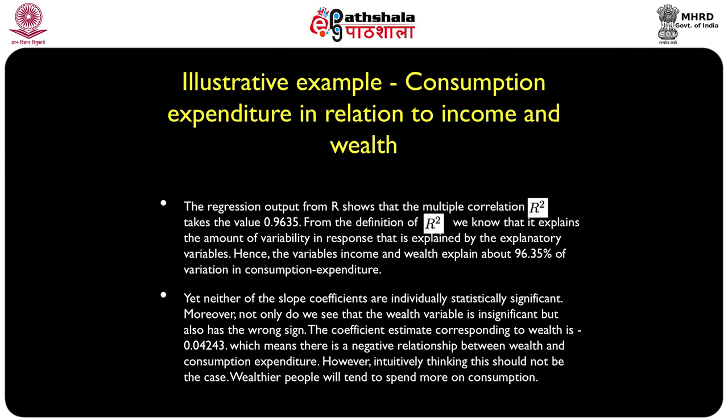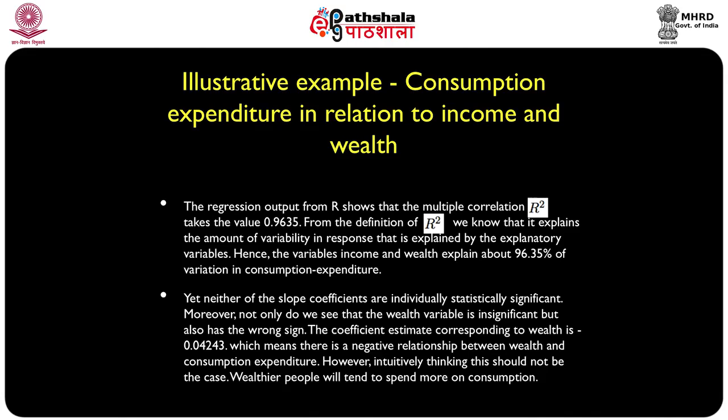The regression output from R using the consumption expenditure and income dataset shows that the multiple correlation coefficient R square takes the value 0.9635. From the definition of R square, we know that it explains the amount of variability in the response that is explained by the explanatory variables. Hence, the variables income and wealth explain about 96.35% of variation in consumption expenditure.